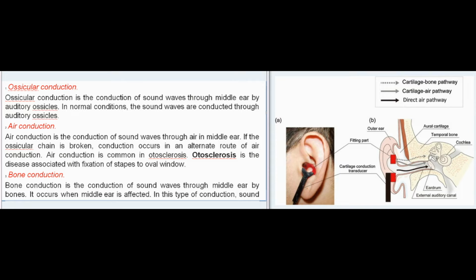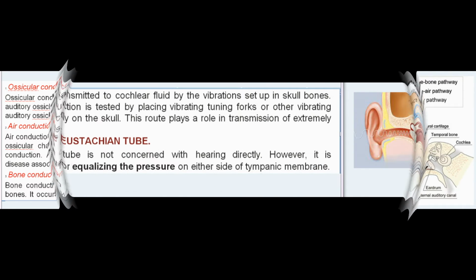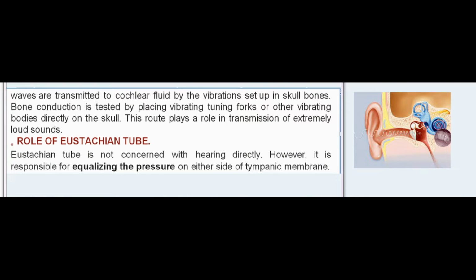Bone conduction. Bone conduction is the conduction of sound waves through middle ear by bones. It occurs when middle ear is affected. In this type of conduction, sound waves are transmitted to cochlear fluid by the vibrations set up in skull bones. Bone conduction is tested by placing vibrating tuning forks or other vibrating bodies directly on the skull. This route plays a role in transmission of extremely loud sounds.